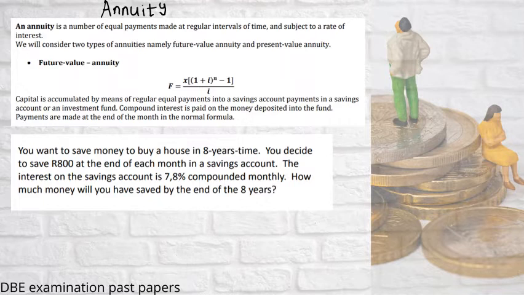annuities, right? So we have two types of annuities. We have future value annuity and we also have present value annuity. But in this session, I just want us to focus on future value annuity. But before looking at it, you have to really understand what is an annuity, right?